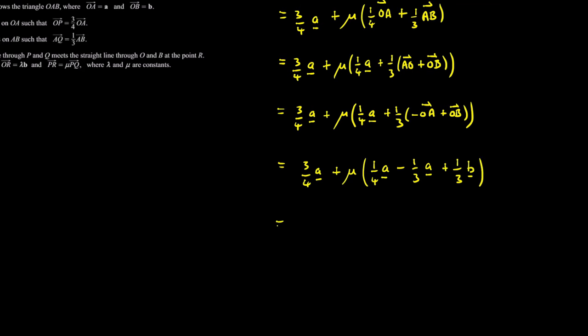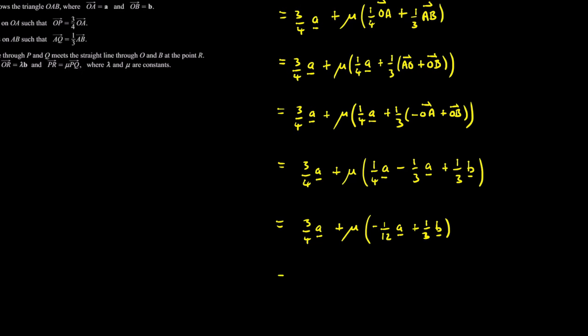Okay, so I want to simplify this as much as possible. So we've got 3/4 of a plus mu lots of, well, I've got 1/4 a minus a third of a, right? So 1/4 is 3/12 and a third is 4/12. So I've got 3/12 minus 4/12, so that's minus a 12th. So I've got minus a 12th of a, and I've got plus a third of b.